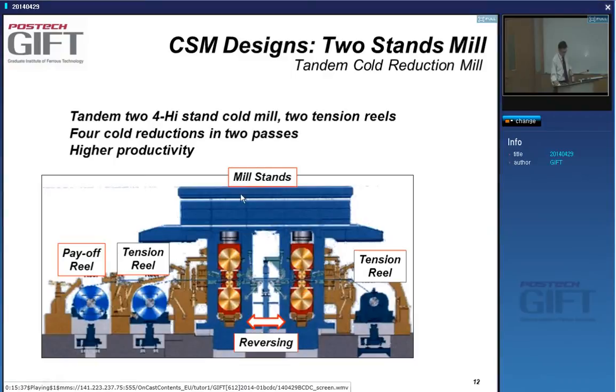What you also have are mill stands where you don't have one stand, but you have two stands, yes? And so, for instance, here you have a situation where you have four high stands. You have two of them, yes? And you have two tension reels, so that means you can do twice the number of reductions per pass. Yeah? So it has a higher productivity. But it's basically a reversing mill also. You can just do more. You can produce faster. And of course, because you have two stands, it's going to be a more expensive mill.